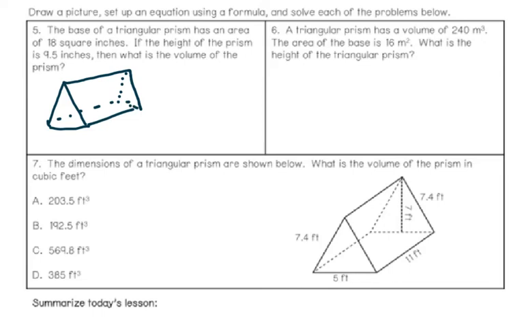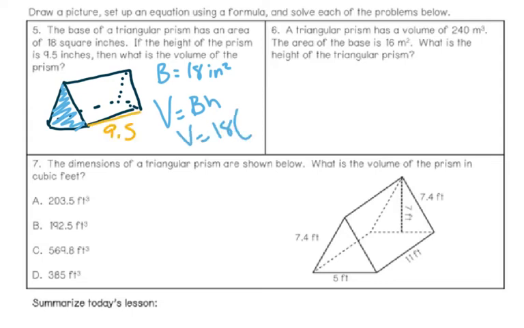So do the best to make a sketch like mine on your paper. It already tells us that the base of the triangular prism is 18 square inches. So we already know big B, and our volume formula is big B times H. We need the height of our prism, which the problem tells us is 9.5 inches. So to find the volume, we're going to multiply 18 by 9.5. This gives me a volume of 171 inches cubed.